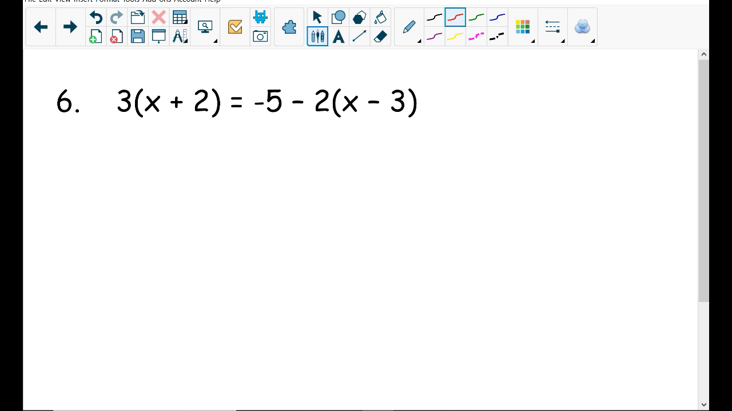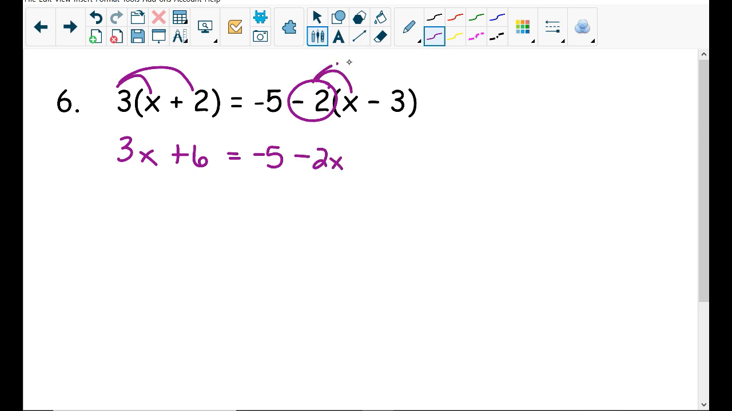All right, number 6. Take a look at number 6. So again, parentheses. So we need to do what? Distribute. So let's distribute this in. So 3x. 3 times 2 is 6. Bring down my minus 5. Be careful here, okay? This negative goes with 2. Take it with it when you distribute, okay? So take that negative with it. So negative 2 times x, negative 2x, negative 2 times negative 3 is a positive 6.